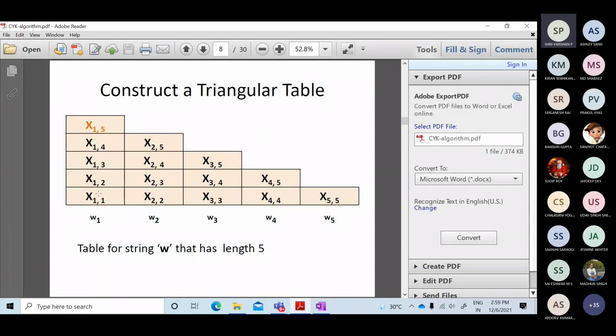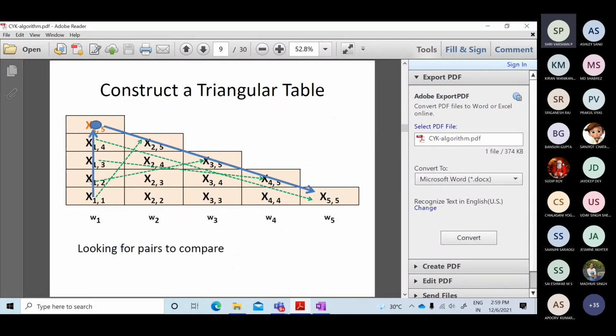If I want to check a string of length 6, then I will be having 6, 5, 4, 3, 2, 1. Right? So here I will be having 5 fields, and here I will be having 5 fields. So this is how I'll be constructing the table. Now, how I'm going to make use of this table to check whether the string belongs to the language of that grammar or not.